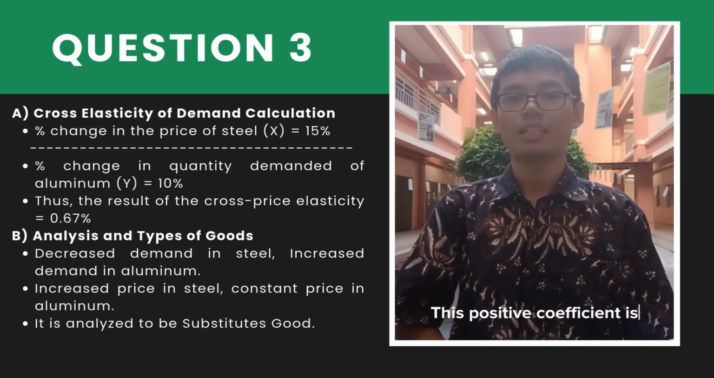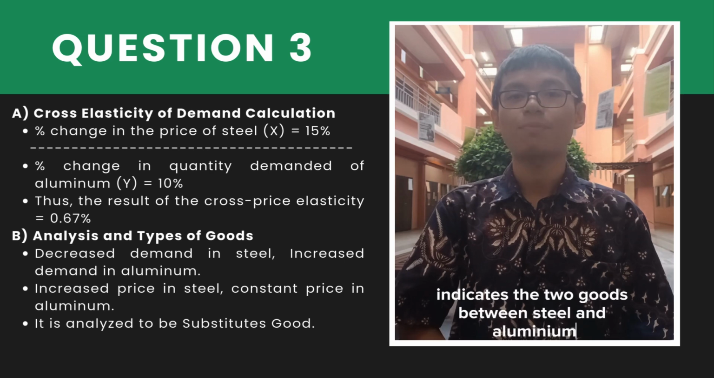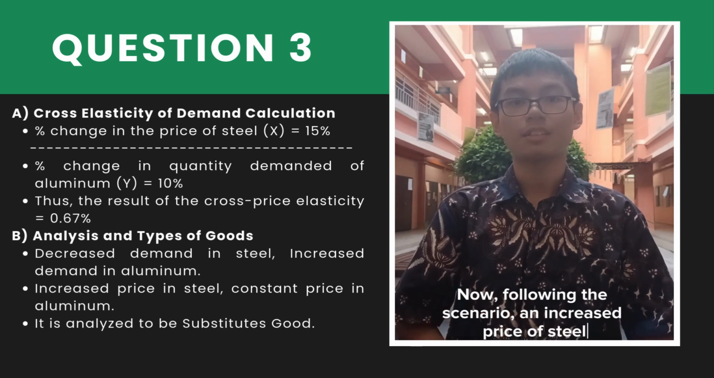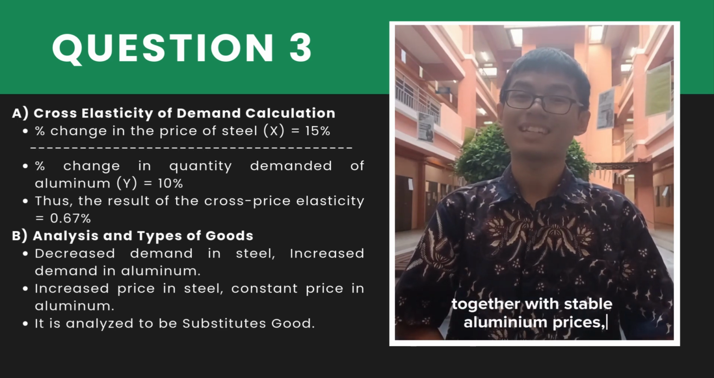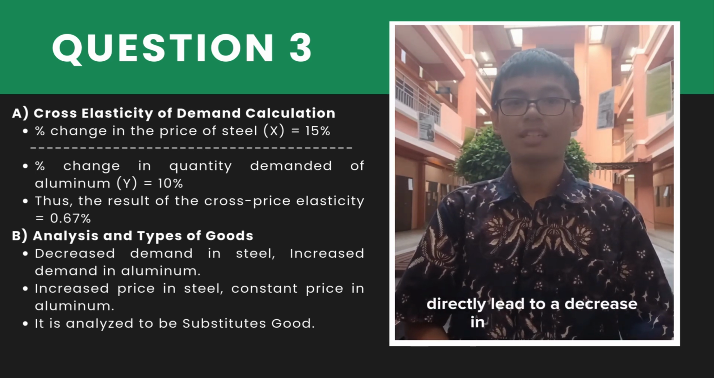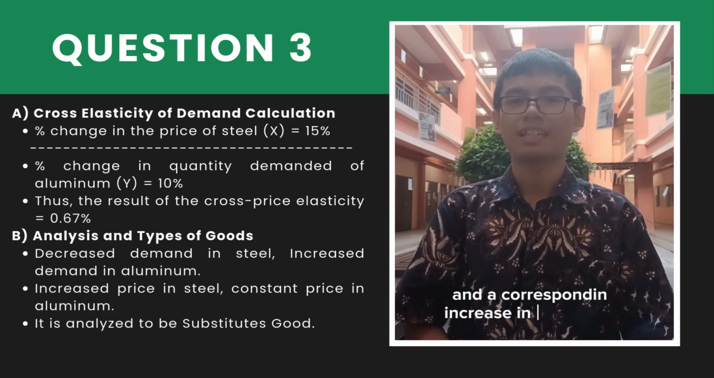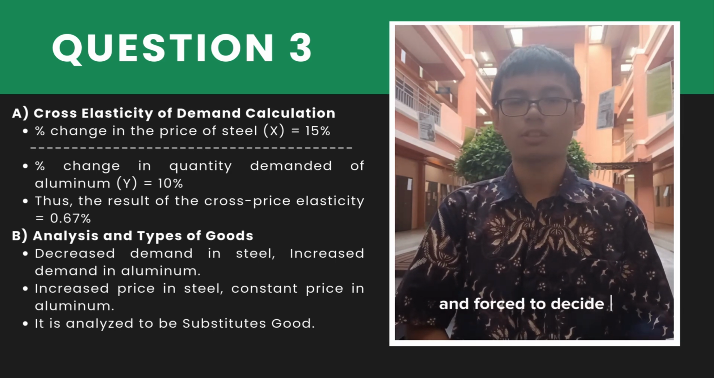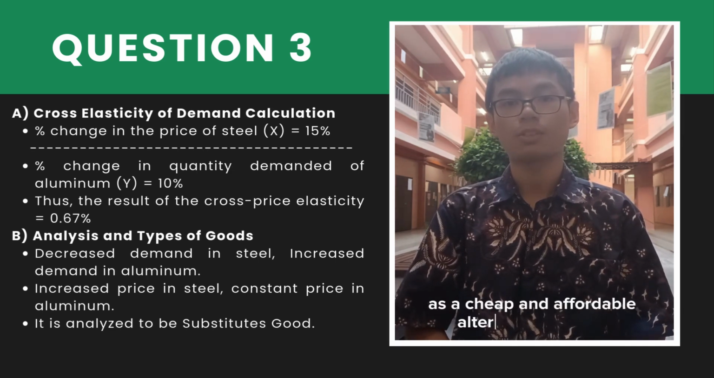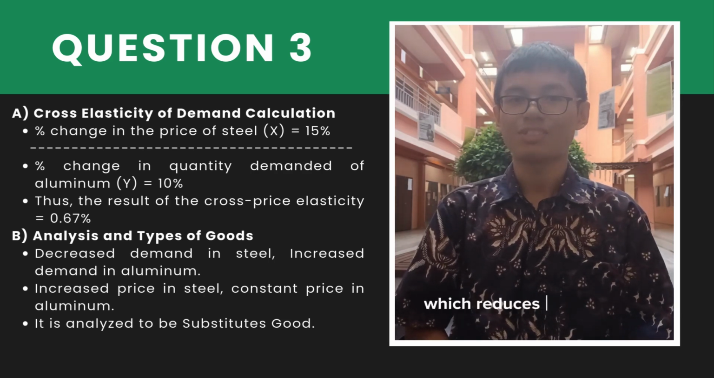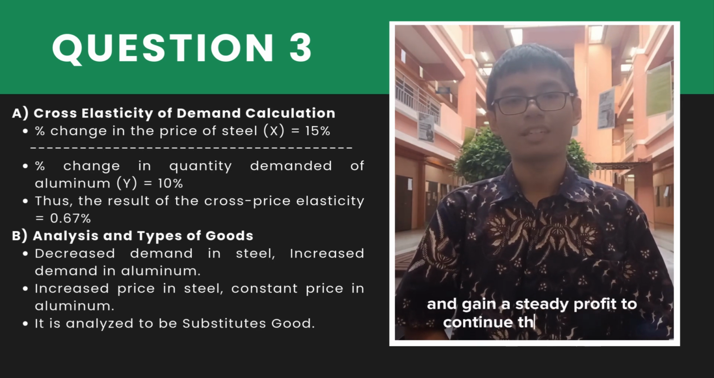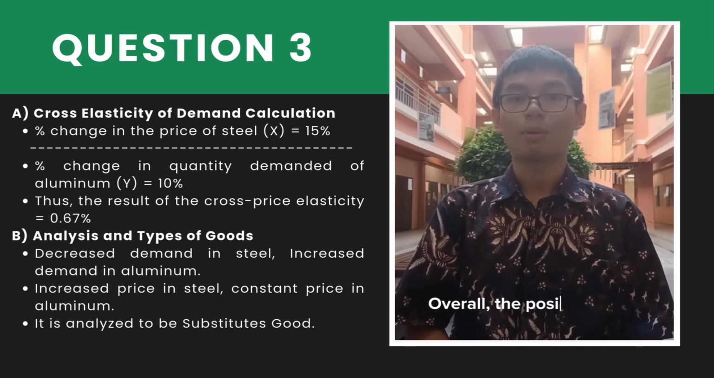This positive coefficient indicates the two goods, steel and aluminum, to be substitute goods. Now, following the scenario, an increased price of steel, together with stable aluminum prices, directly leads to a decrease in steel demand and a corresponding increase in aluminum demand. Consequently, businesses are affected and forced to decide to switch to aluminum as a cheap and affordable alternative to steel, which reduces their overall business expenses and gains a steady profit to continue their survival. Overall, the positive cross-price elasticity confirms them to be substitute goods.